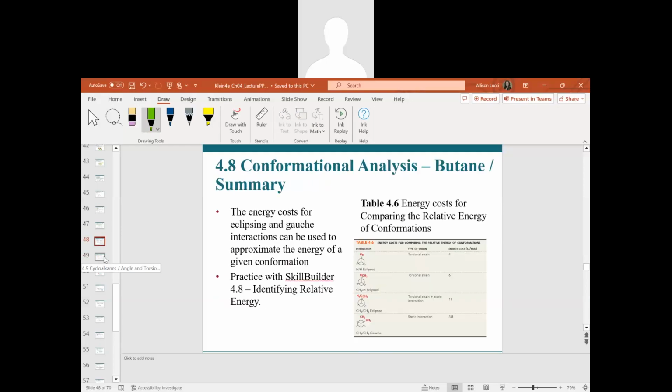So that is everything for our analysis of butane, the conformational analysis, and we've introduced these new terms, the anti and the gauche conformations. So we'll continue with section 4.9 in our next video.